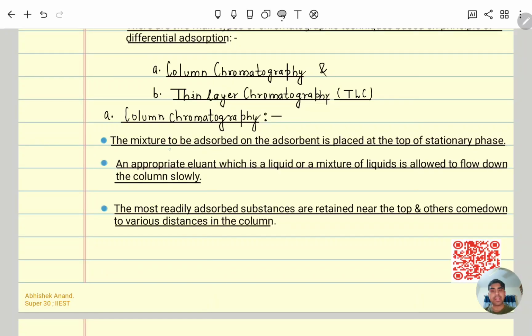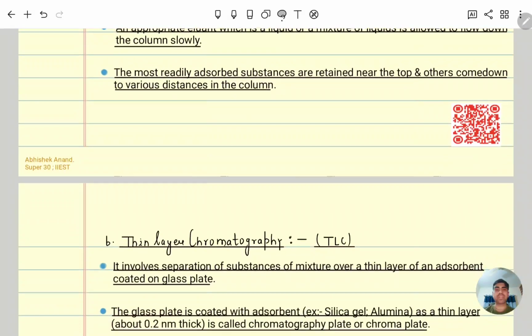So here you can see that the mixture which is getting adsorbed on the adsorbent is placed on the top of the stationary phase. The appropriate eluent, meaning solvent, which is a liquid or mixture of liquids, is allowed to flow down the column slowly. The most readily adsorbed substances are retained near the top. So those substances which are more readily adsorbed, meaning having a higher degree of adsorption, will be at the top, and those having less will go down to a different variable distance.